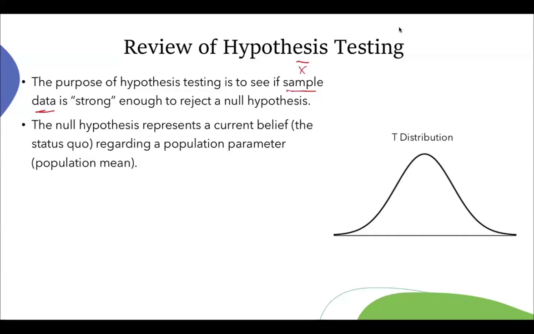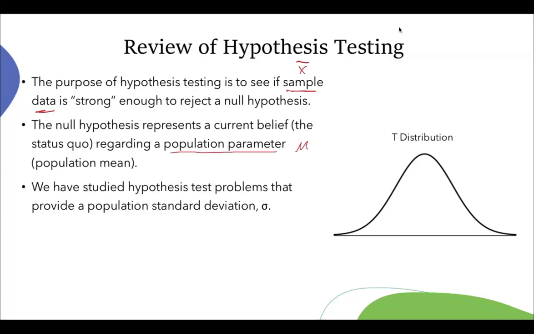The null hypothesis represents a current belief, that is the status quo regarding a population parameter. And in the problems that we are working on, we're going to make mu the population parameter. Other types of hypothesis tests do have different population parameters, but in this semester, we're going to stick to mu.